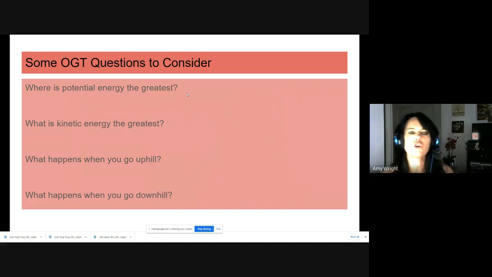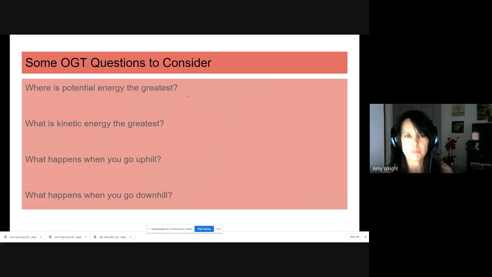What happens as you go uphill? What happens to kinetic and potential energy? Well, think about it. As you're moving up the hill, your potential energy grows, right? So if you're walking up a hill, you stop right here, your potential energy is from here to here. You walk up a little more, your potential energy is from here to here. As you go up the hill, your potential energy grows. As you go down the hill, your kinetic energy grows.